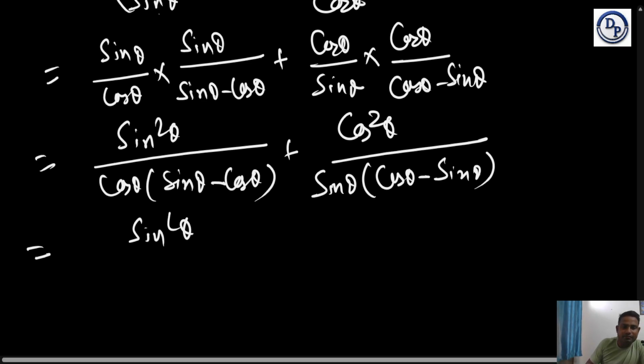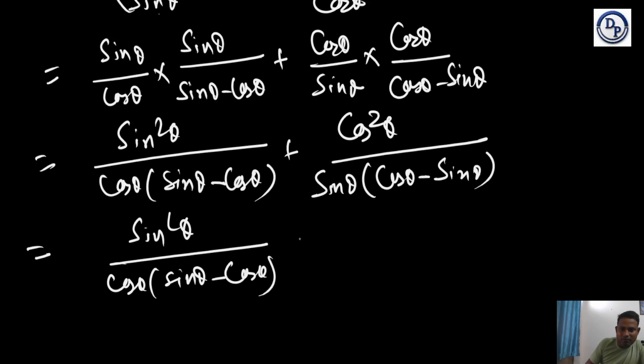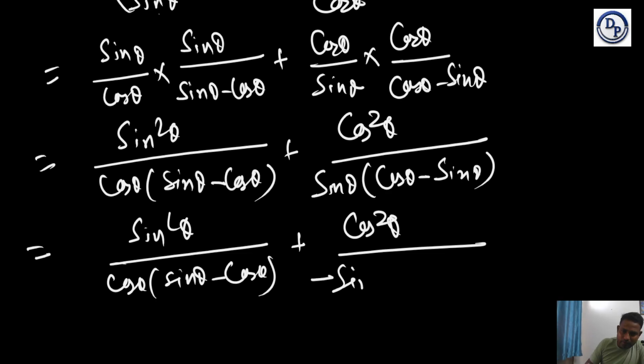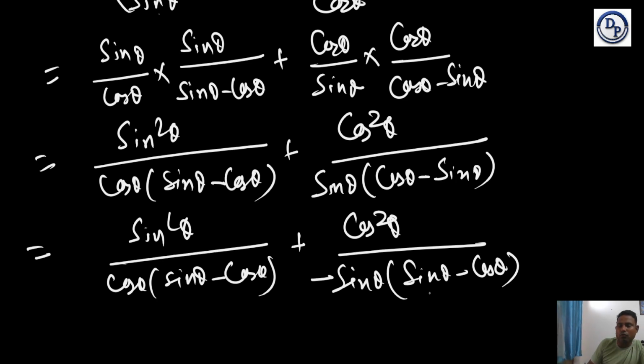Sin square theta is there and we will get what? This cos theta times sin theta minus cos theta. Okay, I took minus common from here. How? When I took minus common from here, this sin theta comes first and then this minus cos theta, because now when you open the bracket again, there is plus plus, minus minus, sin theta, minus into minus, when multiplied, gives us plus cos theta. So that means we can do this as well.